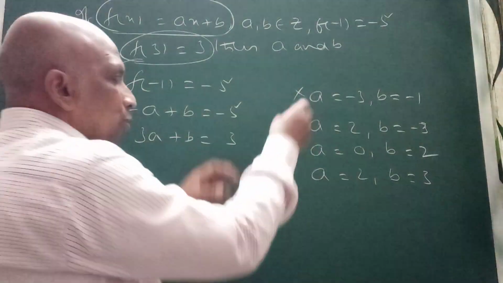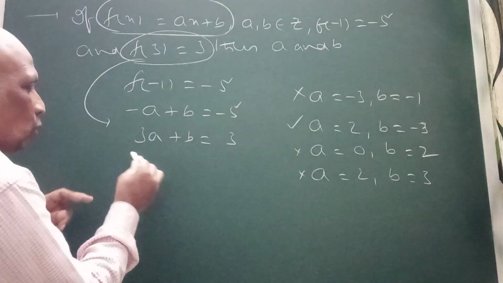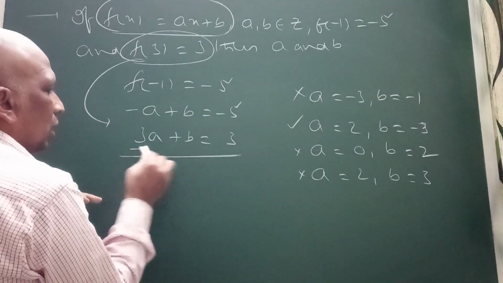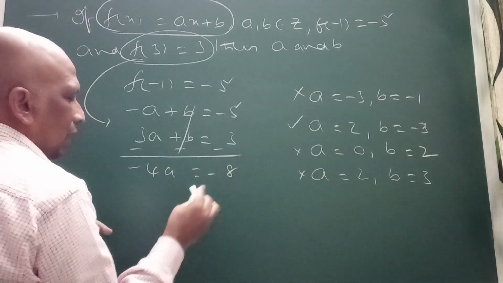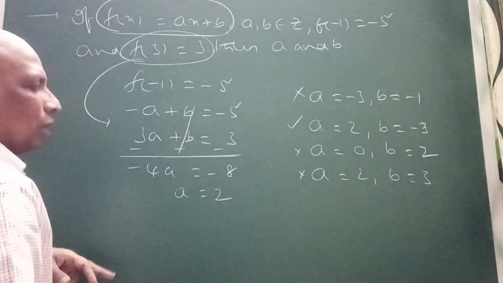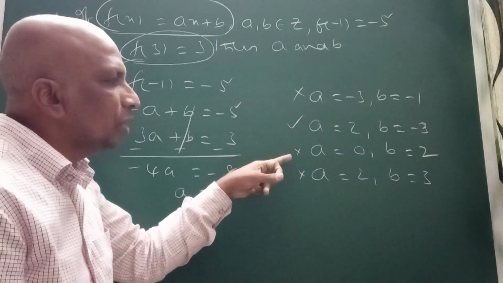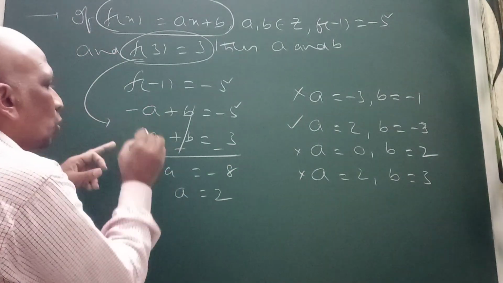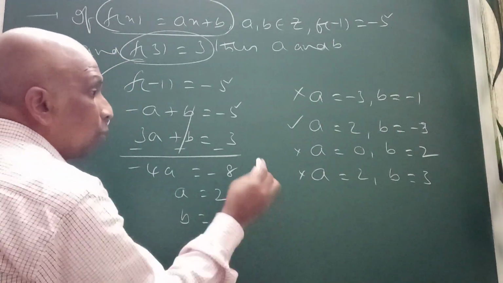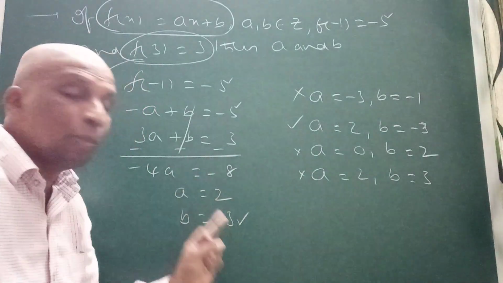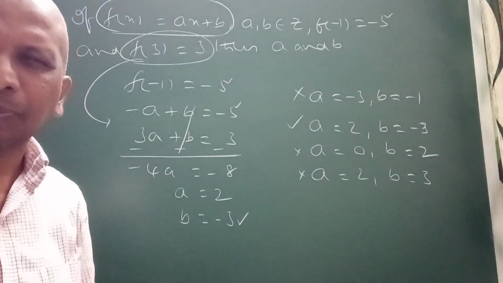Otherwise, you can solve these two equations. One method is substitution, we can do substitution and find our answer. Otherwise, if we subtract, you can see here, minus 4a equal to minus 8. So a is equal to 2. Then you can eliminate these two, right? Substitute a is equal to 2 here, then you can find b will be minus 3. So a is equal to 2, b is equal to minus 3. You can verify. This is our answer. Like that you can do that.